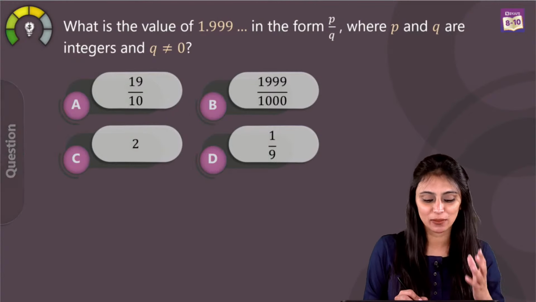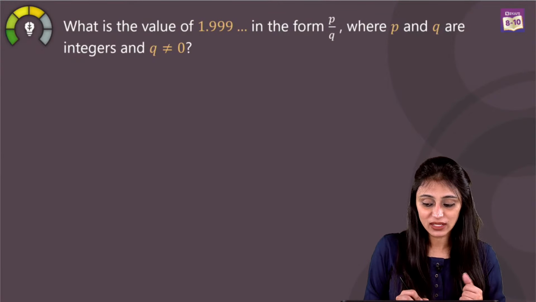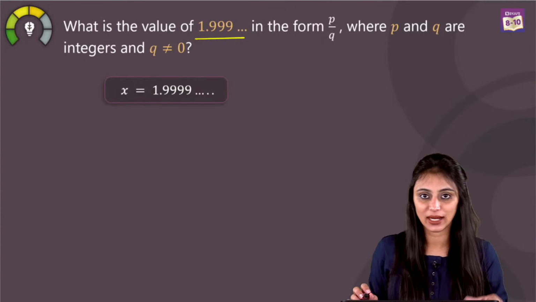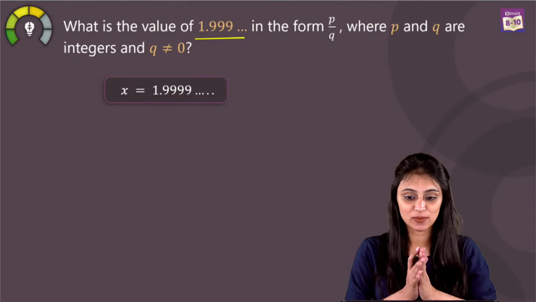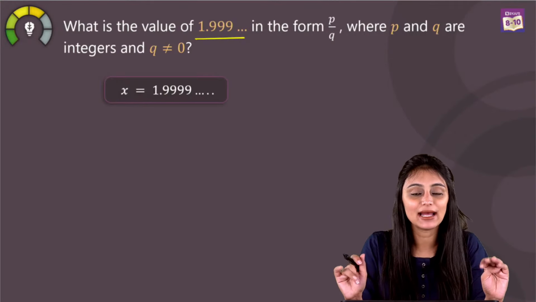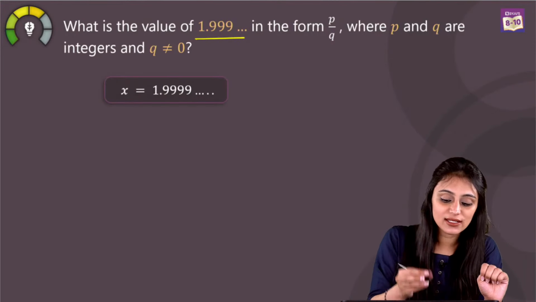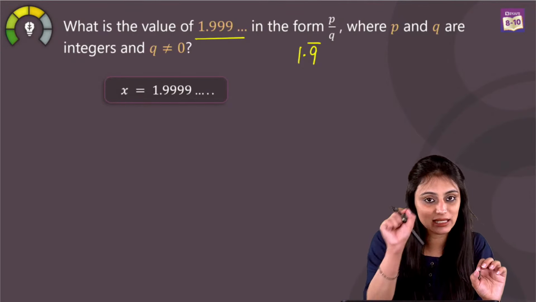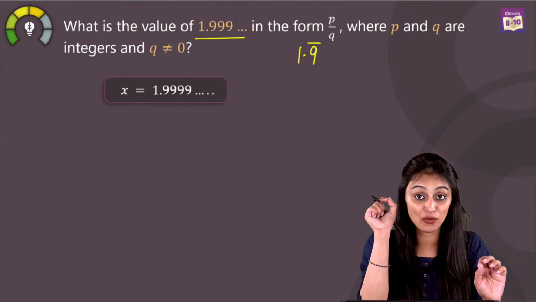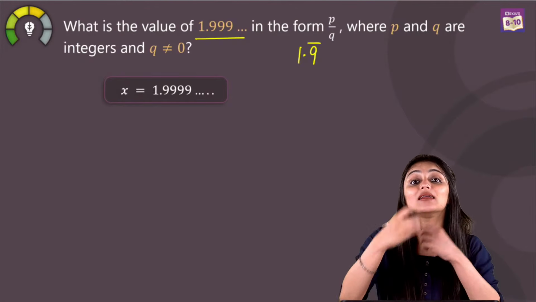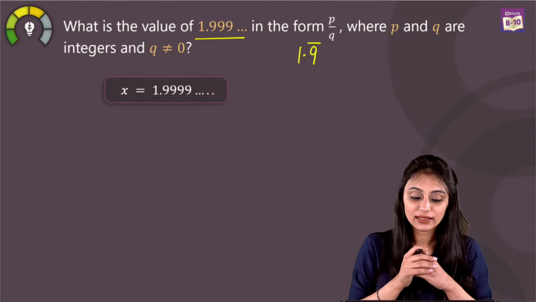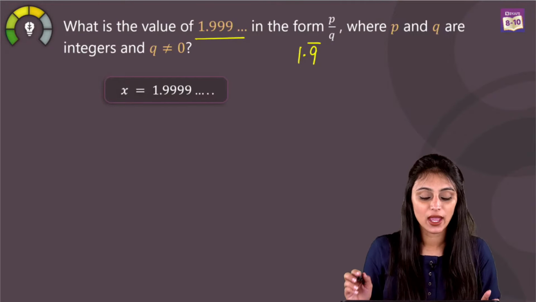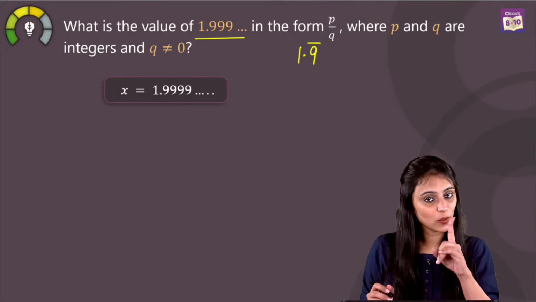Well, there is a very simple method that we follow for that. First you assume this given number as x. So just pay attention to what I am explaining. This given number you can take as x. Since I can write this as 1.9 bar, this line over the 9 means that 9 is the repeating digit. The digit which is repeating has a bar over it. So here 9 is a repeating digit, only one digit is repeating.